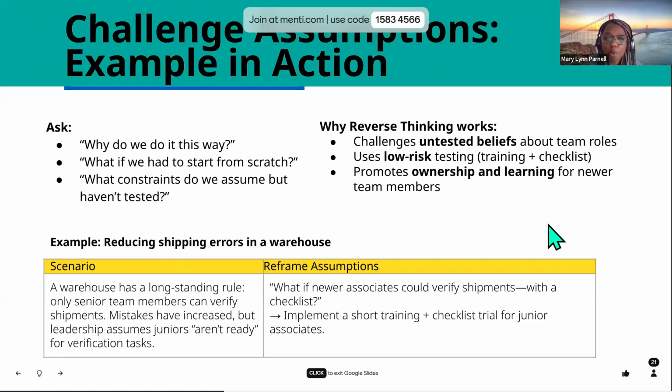So in this case, one of the solutions or a reframing of our assumptions would be, well, what if newer associates could verify shipments with a checklist? Then we're implementing short-term training, a checklist trial for junior associates, and we're able to challenge what we've done using a low-risk testing technique. And then we're also enabling ownership and learning for new members.